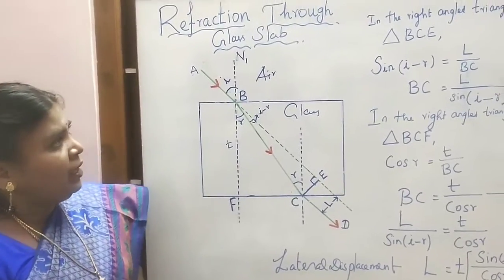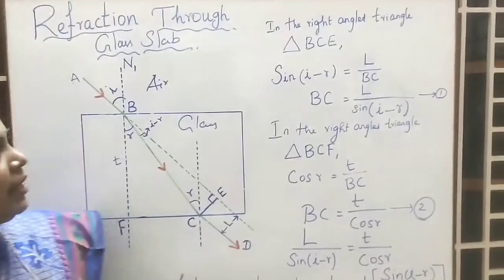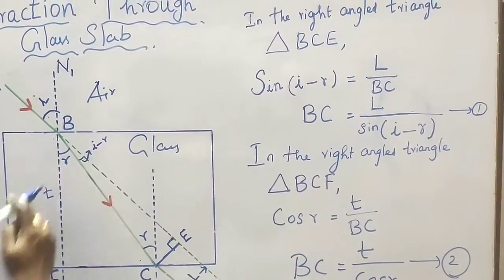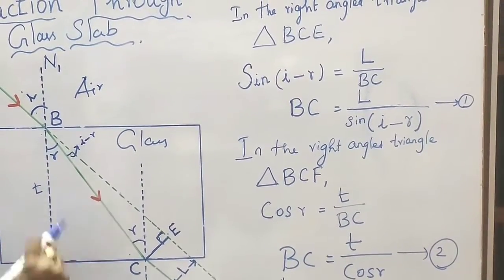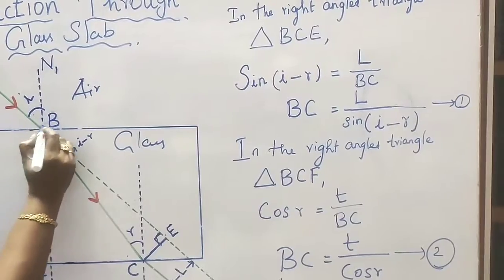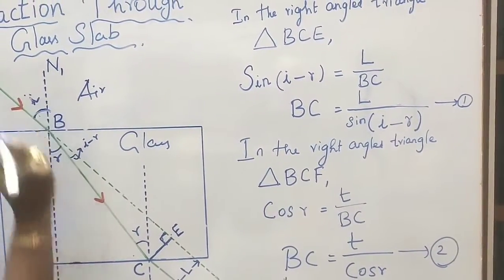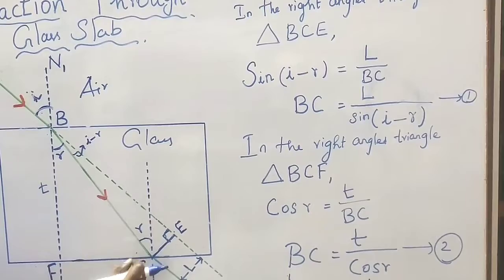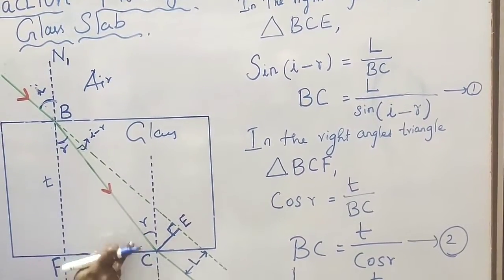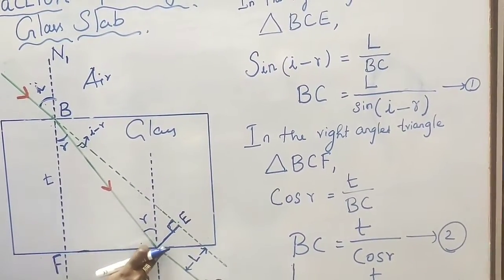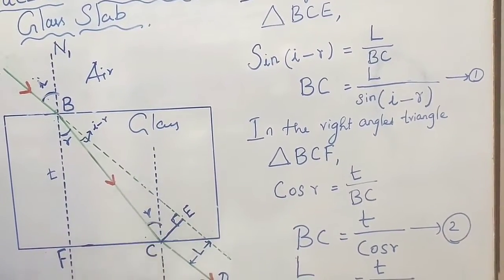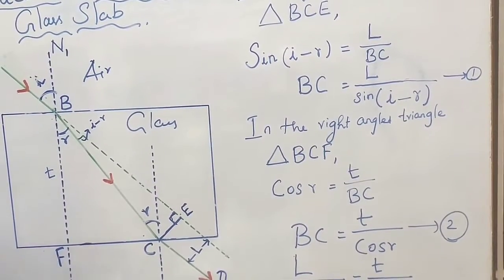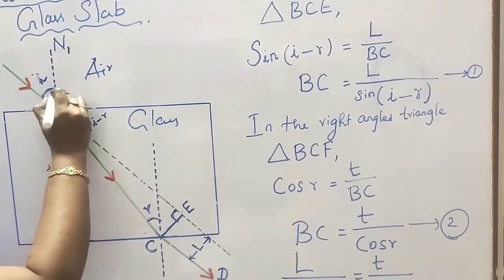Here, let us consider the right angle triangle BCE. At this point, this is the angle of incidence I, and this is the angle of refraction R. We have to calculate the angle at the second refracting surface. Whatever the angle may be, we have to calculate it with respect to the normal. So this is the angle of refraction at point C.